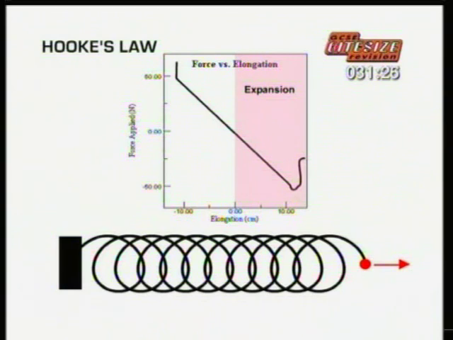A graph of the force on the spring against the length of the spring is a straight line. This means that the compression of a spring is proportional to the force compressing it. The extension of a spring is also proportional to the force extending it. This relationship is known as Hooke's law.